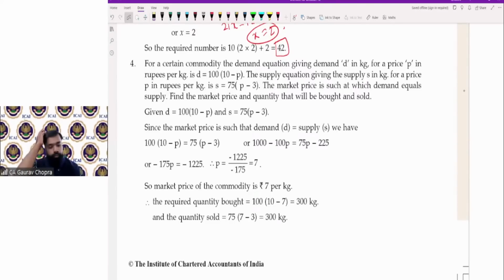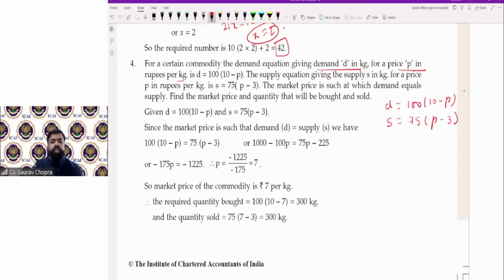Next is fourth one. For a certain commodity, the demand equation giving demand D in kilogram for a price P in rupees per kg is D equal to 100 into 10 minus P. So this is the equation for demand. The supply equation giving the supply S in kilogram for price P in rupees is given by S equal to 75 into P minus 3.